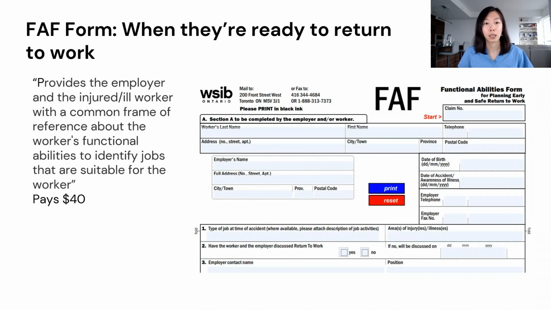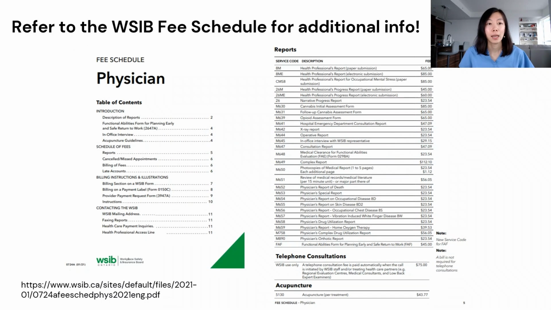The other WSIB-related form to know about is the FAF, and this is more so for when the patient is ready to return to work. This pays about $40, and it's kind of an update to their employer to say that now they're able to go back to work fully or with modified duties. The WSIB has its own fee schedule as well, just like the SGFP document I talked about earlier. This is the WSIB fee schedule that determines all of the different forms and how much you would get paid for them.